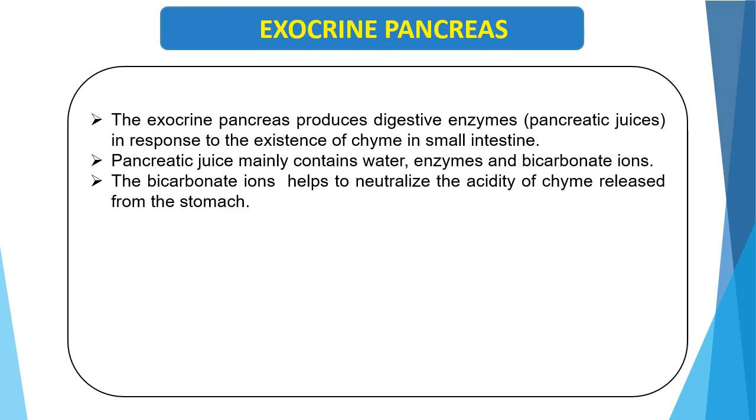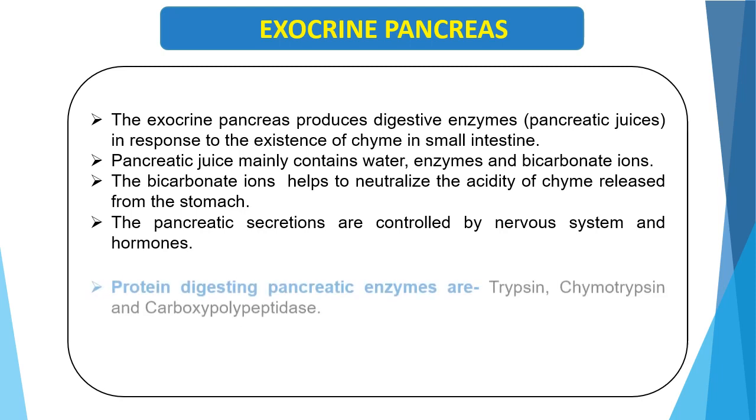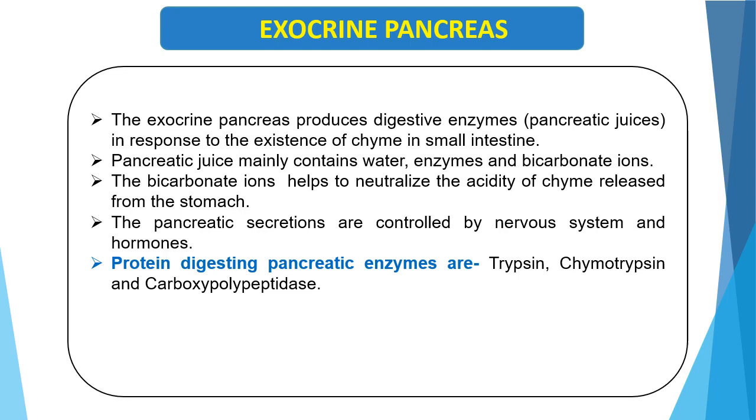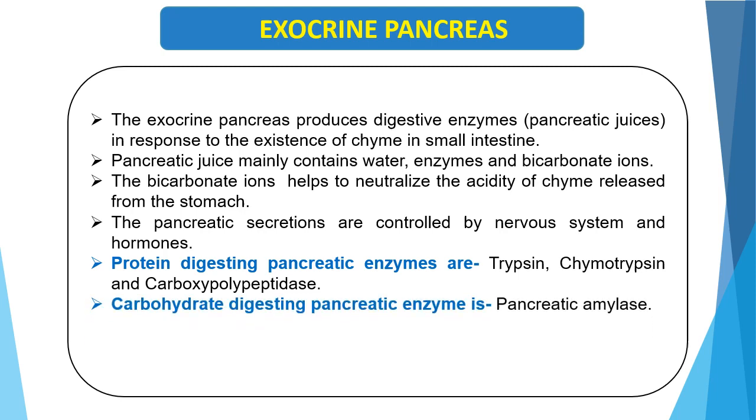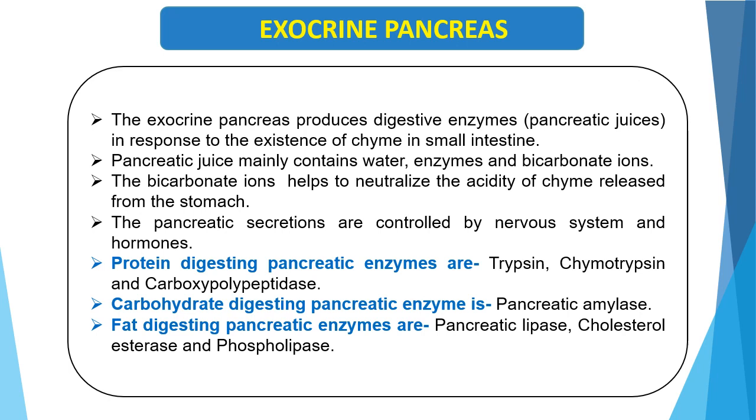It is to be noted that the bicarbonate ions are secreted from the ducts of the pancreas. The pancreatic secretions are mainly controlled by nervous system and hormones. Protein digesting pancreatic enzymes are trypsin, chymotrypsin, and carboxypolypeptidase. Carbohydrate digesting pancreatic enzyme is pancreatic amylase. Fat digesting pancreatic enzymes are pancreatic lipase, cholesterol esterase, and phospholipase.